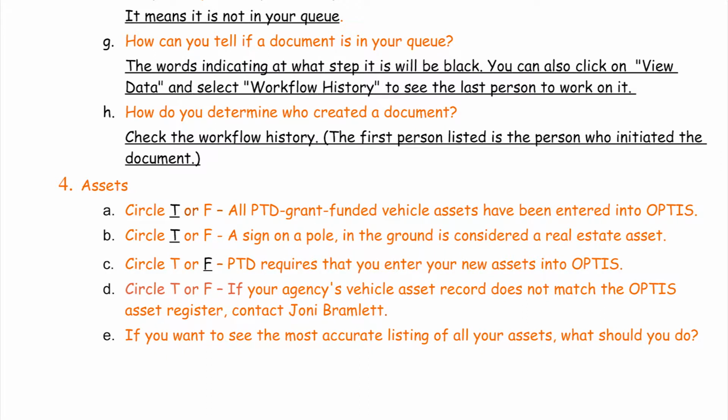4D, if your agency's vehicle asset record doesn't match the OPTIS asset record, contact Joni. True or false? False, right. Who should you contact? Jenny, exactly. Trick question. If you want to see the most accurate listing of all your assets, what should you do? Call you. Exactly. We can run a report for you. Eventually, you'll be able to run the report yourself, but for now, you'll have to contact us.